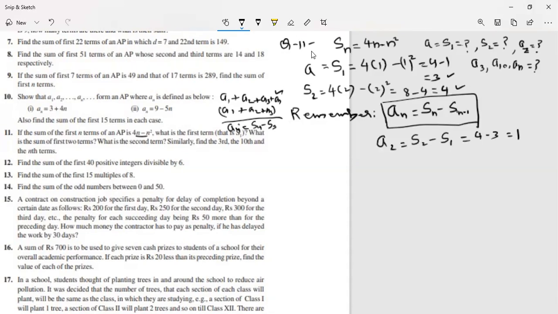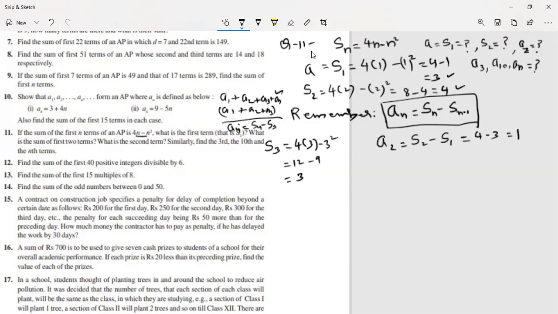But now we have to find A3, that means S3 minus S2. So we need to know S3. We can find Sn directly. S2 is already known. S3 you can find by putting n is equal to 3. So S3 is equal to 4 into 3 minus 3 square. 4 3s are 12 minus 3 3s are 9. 12 minus 9, 3.